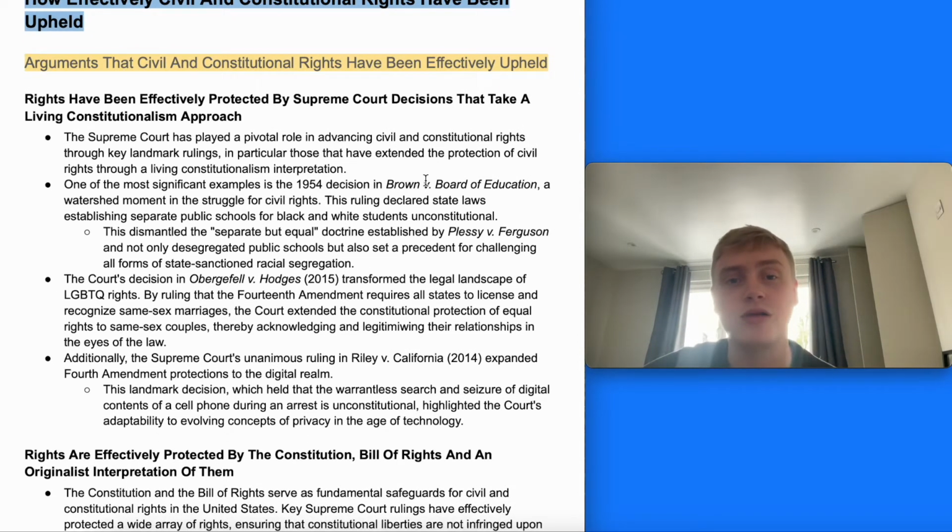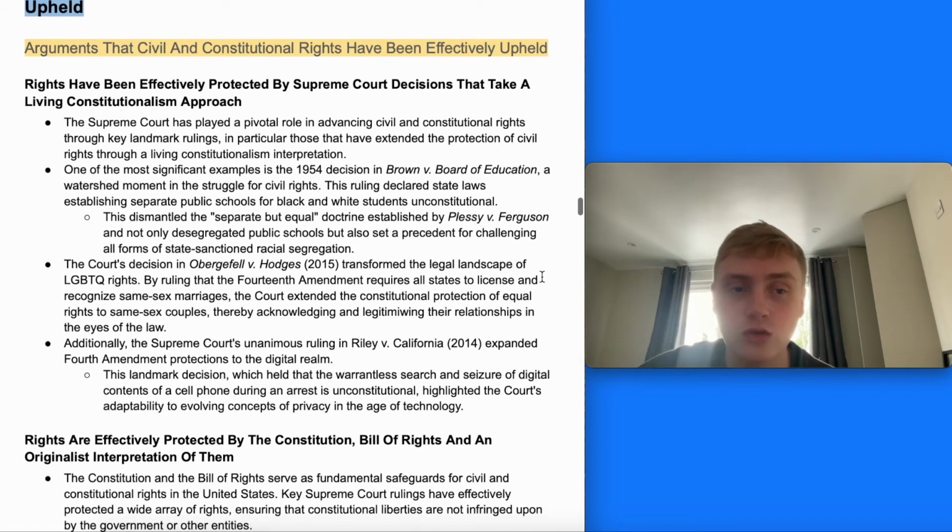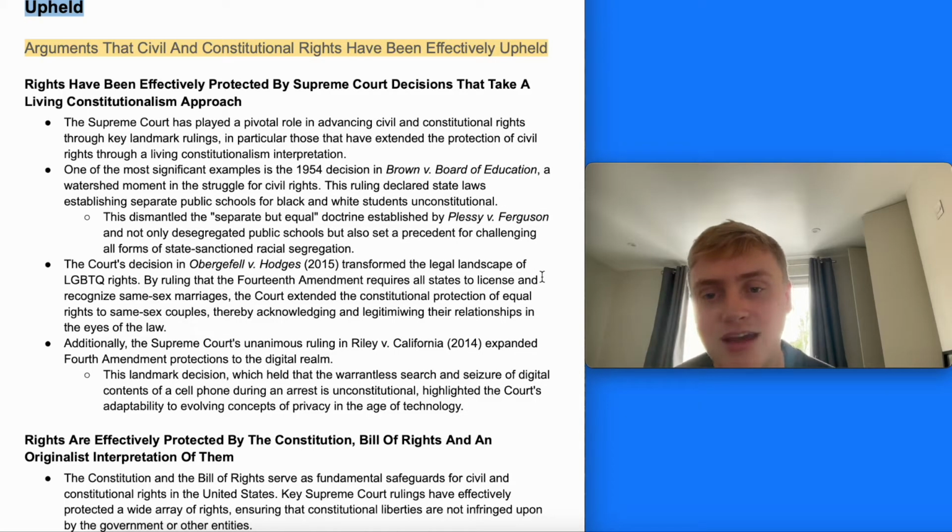A key example of this is Brown versus Board of Education, which reinterpreted the Constitution, ending the separate but equal doctrine and therefore getting rid of racial segregation in schools. You can also see it in Obergefell versus Hodges, which reinterpreted the 14th Amendment as allowing same-sex marriage, therefore extending rights and legalizing same-sex marriage in the US.